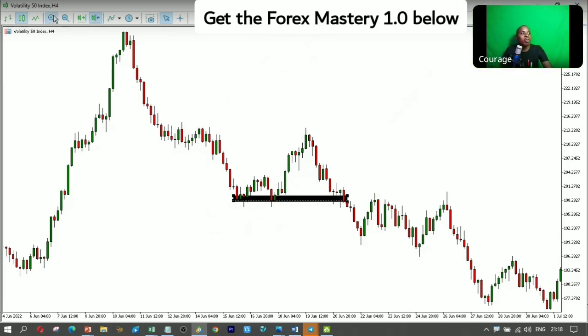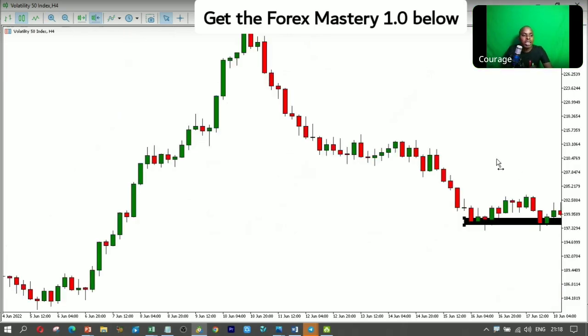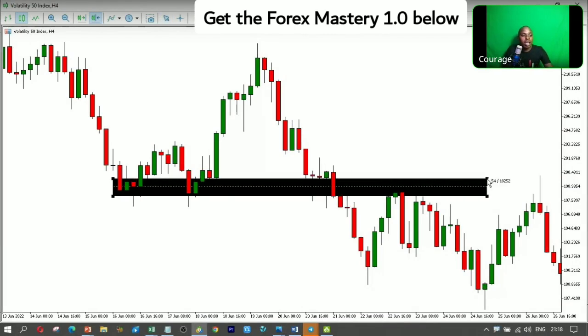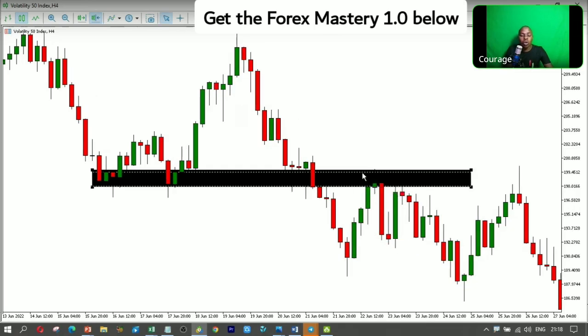So if you teach yourself to trade with rules, just like what I'm showing you here, you are going to make better trading decisions, and you are going to make trades that are not going to make you lose your mind when they go against you. You just know that I have some rules, so you're just following the rules.